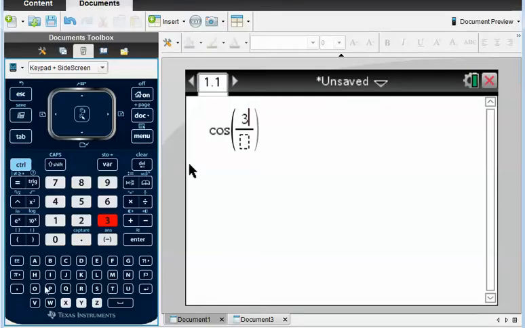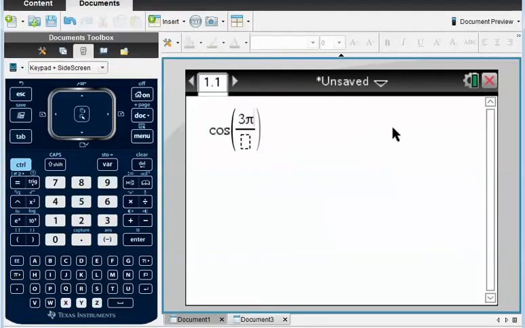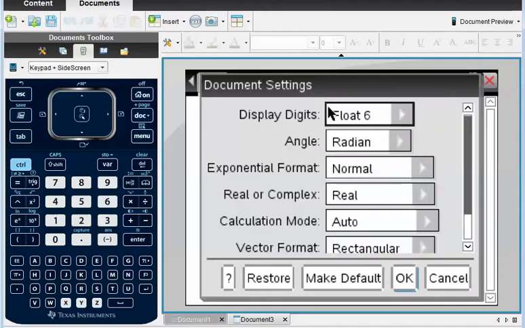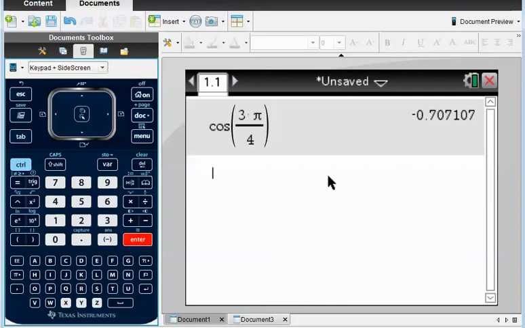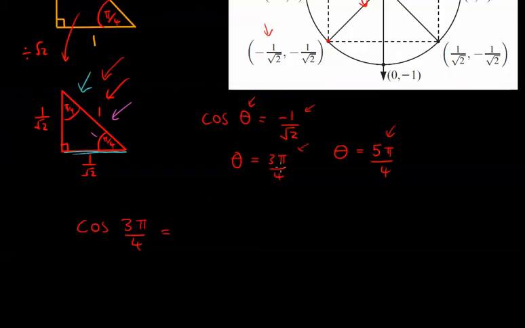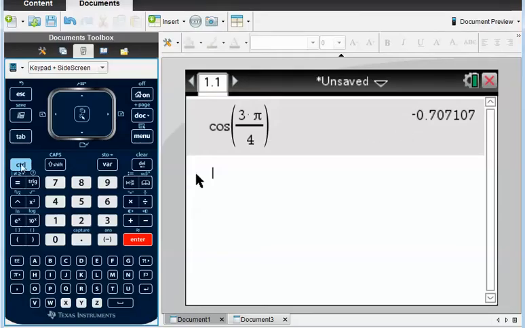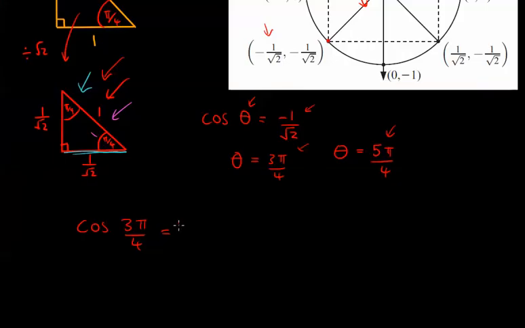Are we working in radians first of all? Yes, we are. If you're not working in radians, click that, go to document settings and check that that's in radians. Okay, 3 pi over 4. Press enter, we get that. Now what's minus 1 over root 2? Let's see if we get the same decimal. Minus 1 over root 2. We get the same number, so it works. So there you go, that definitely does equal minus 1 over root 2.